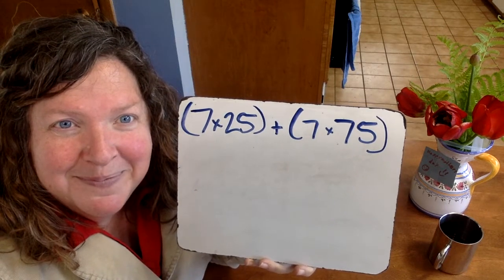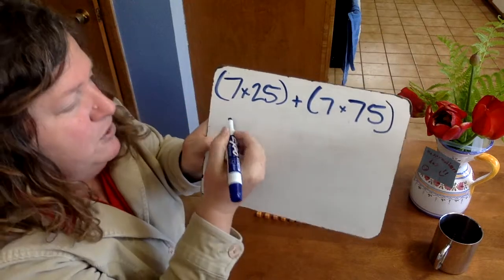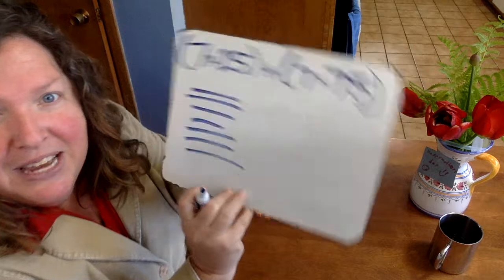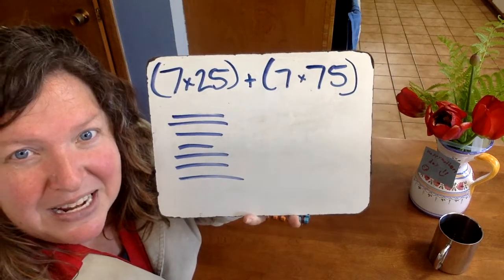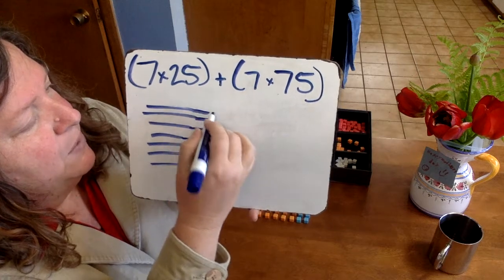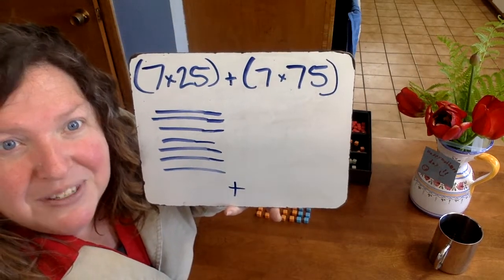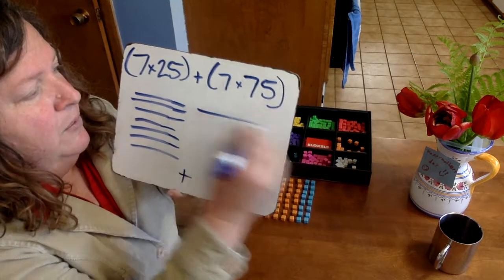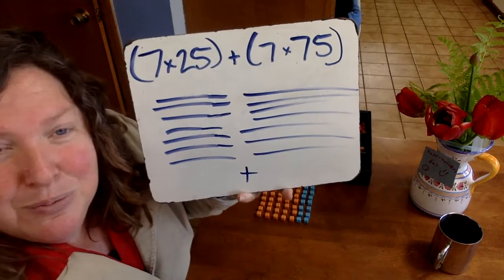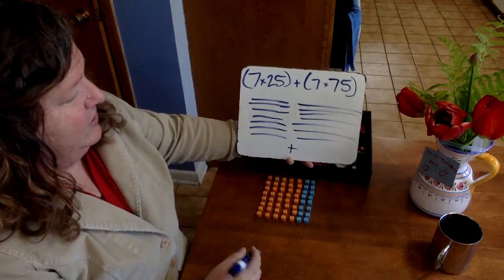Well, let's think about that. If we had 7 groups of 25. 1, 2, 3, 4, 5, 6, 7. Let's just say that's 7 groups, and in there are 25 in each one. Pretend those are all equal. There we go. Now we need to add 7 groups of 75. 1, 2, 3, 4, 5, 6, 7. There's 7 groups of 75. Do you see how that looks kind of the same?